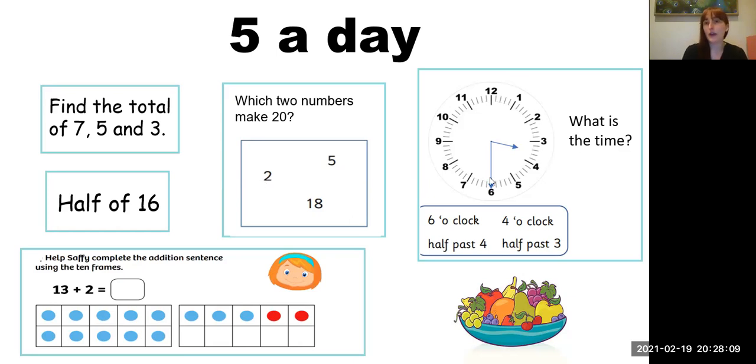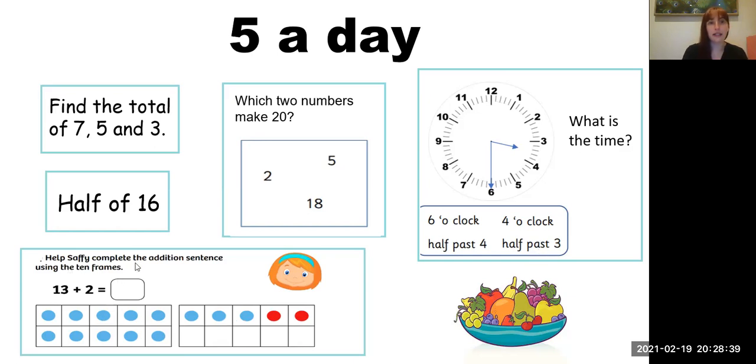I've got a nice clock face here. Look at my long minute hand and my short hour hand. Look where they're pointing. What's the time? Is it 6 o'clock, 4 o'clock, 4:30, or 3:30? Which one? Here's my hour hand. What hour has it gone past? Here's my minute hand. It's 3:30. 3:30, well done. Last one.